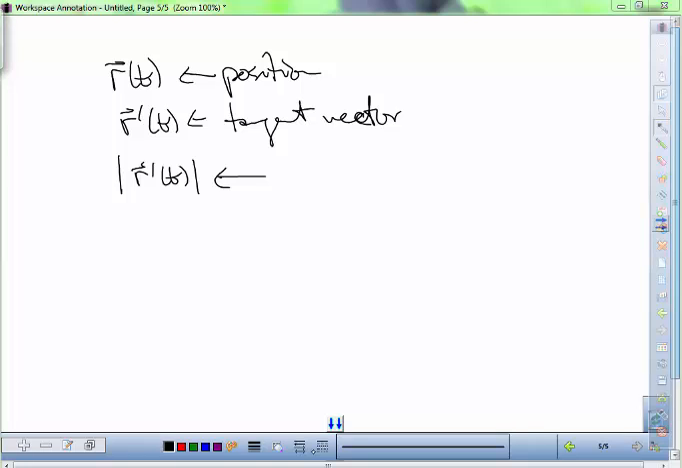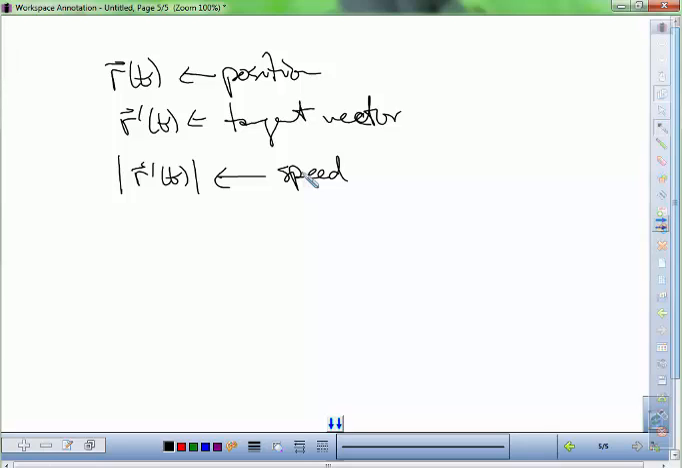And the length of the tangent vector happens to be important because, did you guys talk about this in physics somewhere? It's the speed. So it turns out that the speed is a numerical value, a scalar value that tells you how fast something is going. And the tangent vector has more information in that not only does it have the length of the speed, but it also tells you which direction it's going.